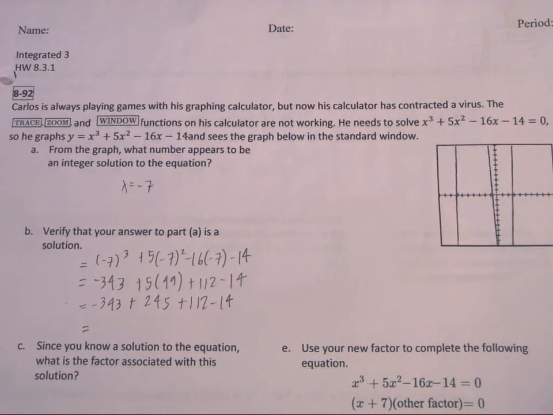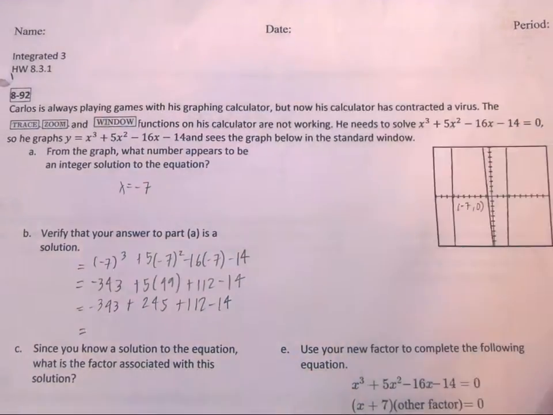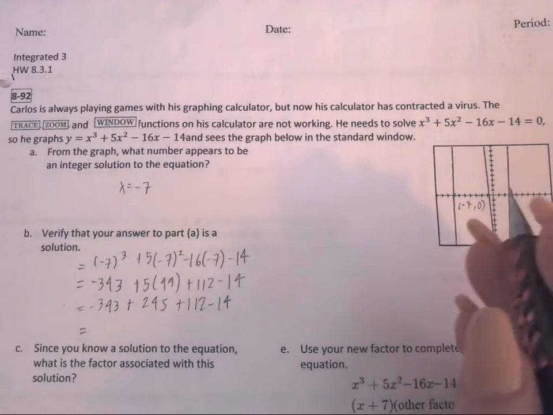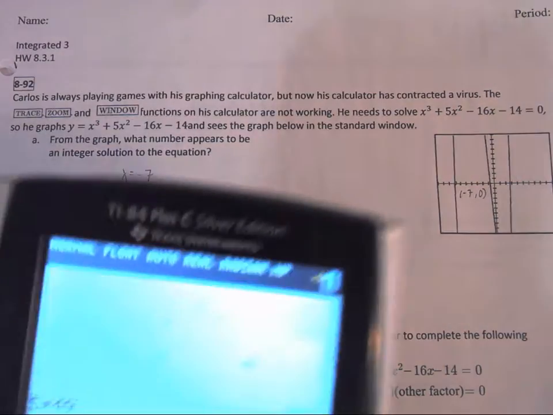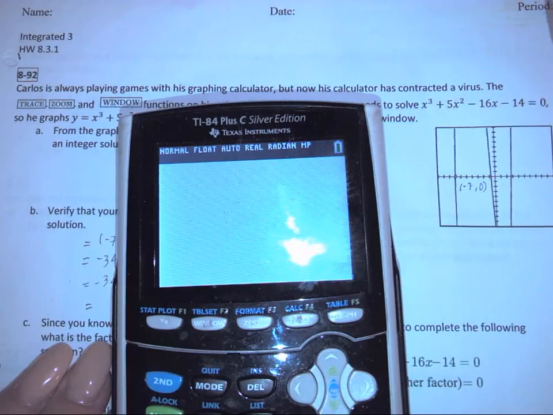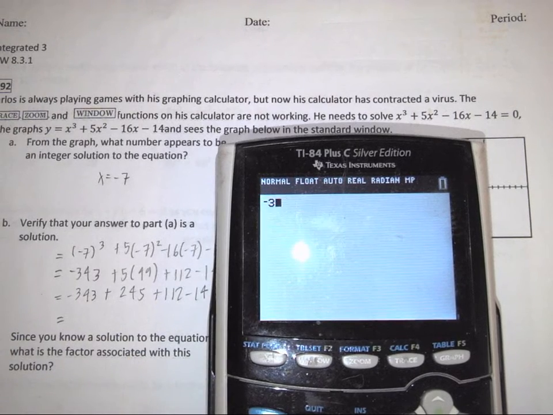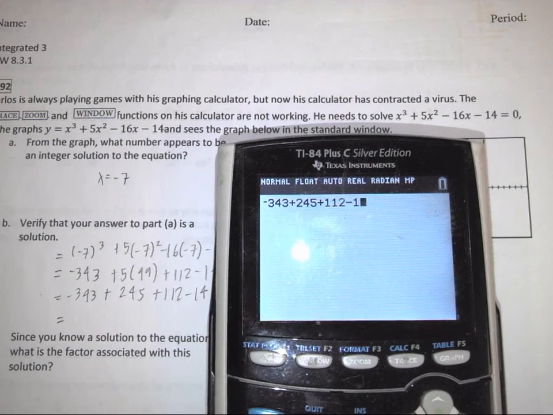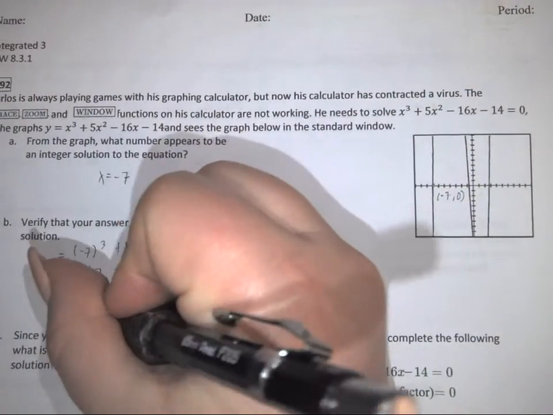If it is a solution, since this point here is -7, that was what we're assuming, then the y value should be 0. If it is a solution, you should get 0. Let's go ahead and plug that in my calculator so you can see. Here we go. -343 plus 245 plus 112 minus 14, and you get 0. What do you know? So it is a solution.